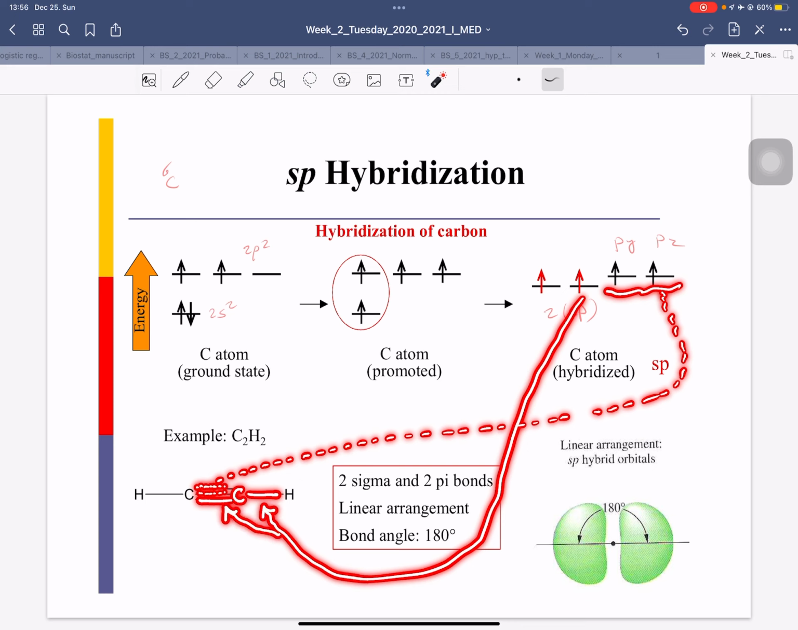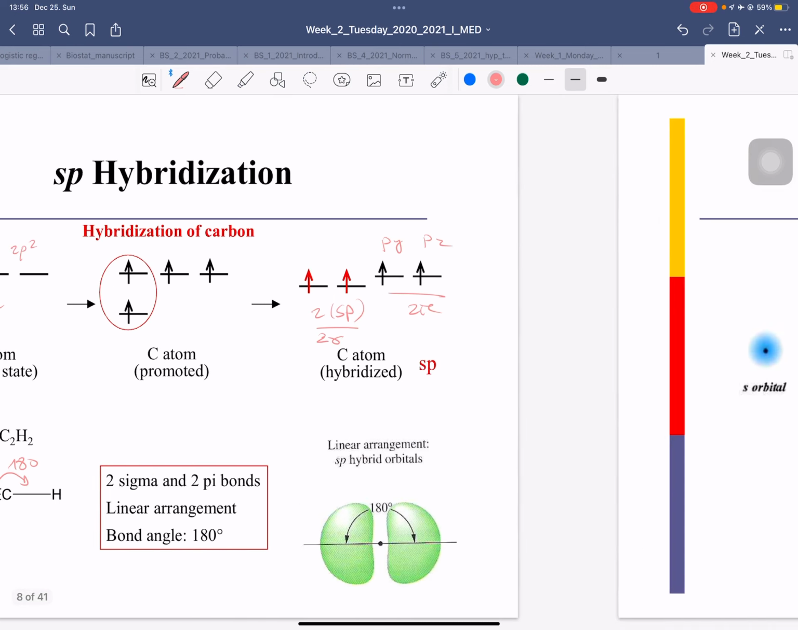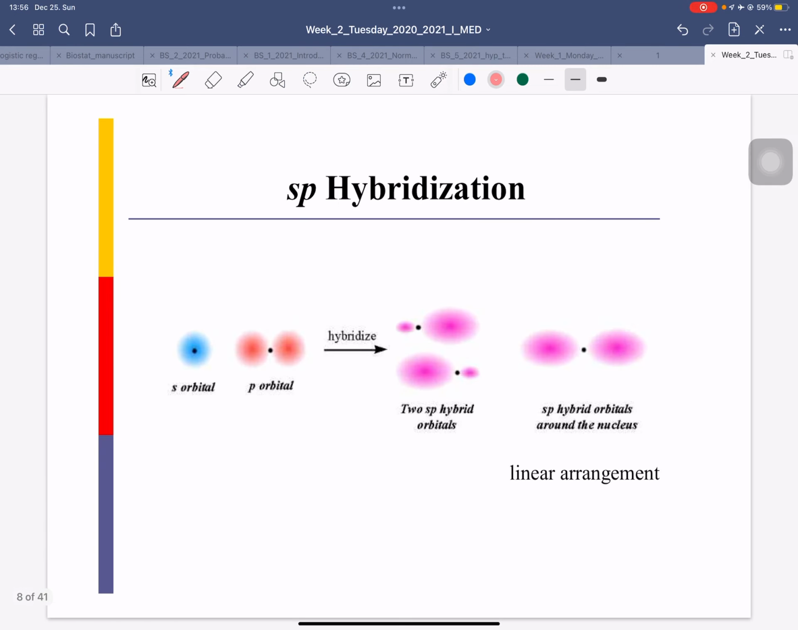It's very important. With 2sp we can produce two sigma bonds, and two pi bonds with these two p orbitals. And the angle will be 180, and the shape is linear. For example, here one s with one p orbital, and we will have two sp orbitals. The shape is linear, and the angle is 180.